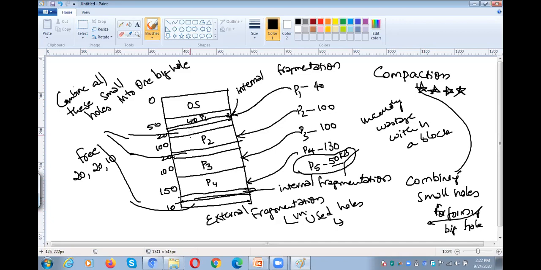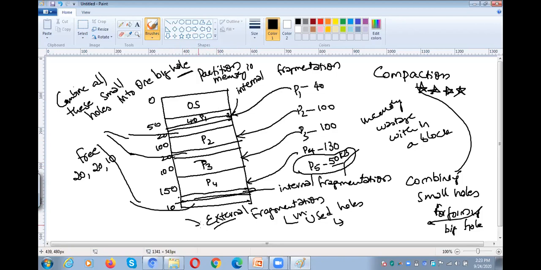Okay. What is a hole? Hole means a partition of memory. These partitions are called holes. Okay. In a 50 KB hole, if we keep a 30 KB or 40 KB process, the leftover memory within the hole is called internal fragmentation. The small partitions which are not used for any other process are the reason for external fragmentation.